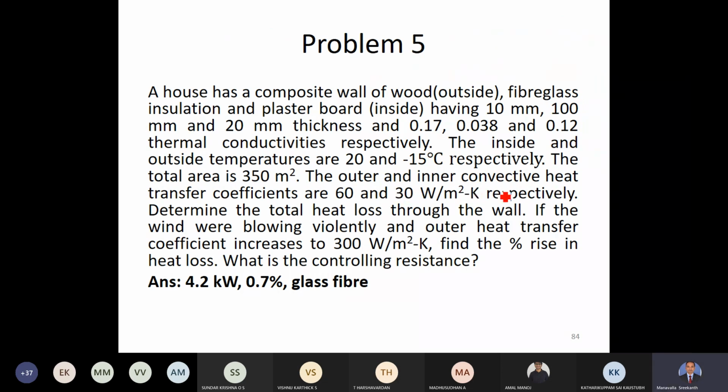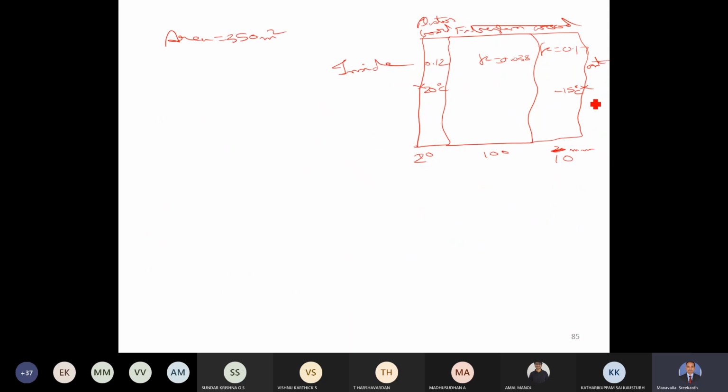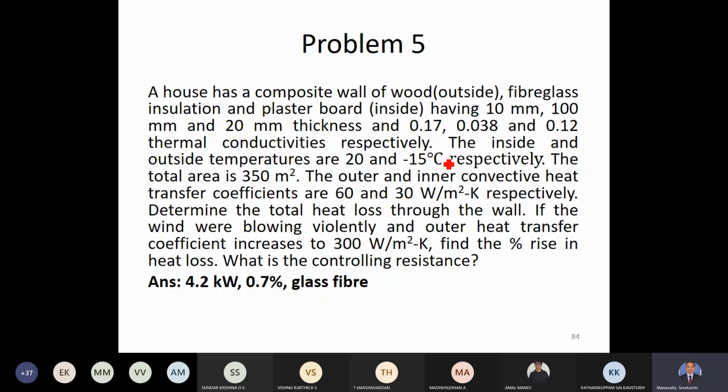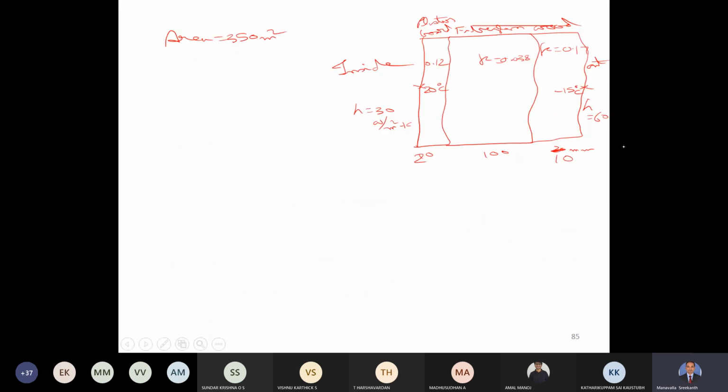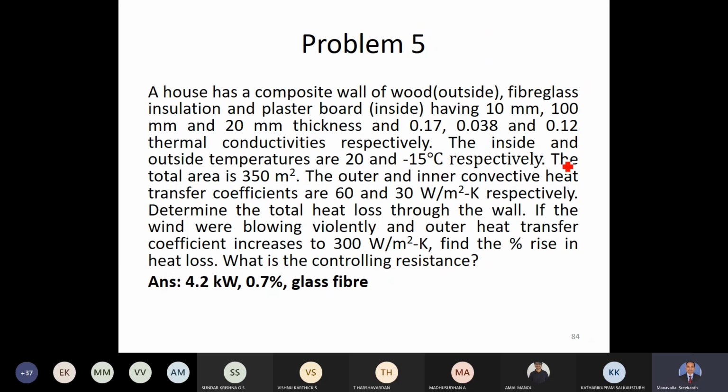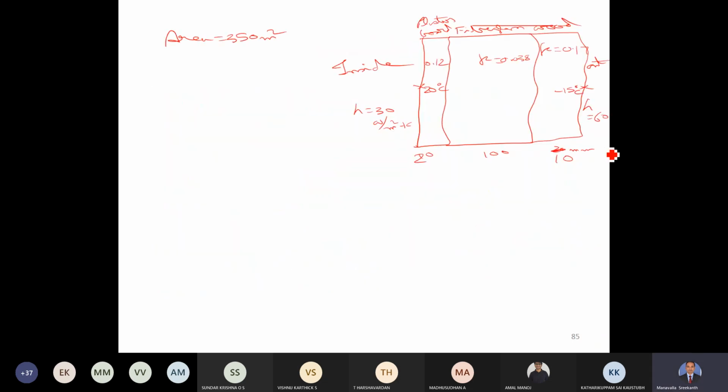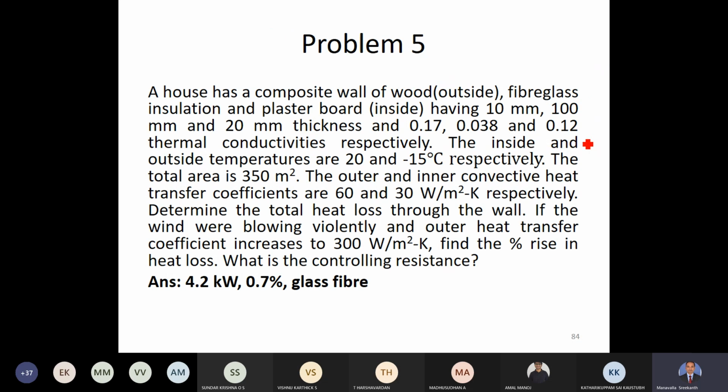The outer and inner convective heat transfer coefficients are 60 and 30 respectively. So h is equal to 60 and h is equal to 30 watt per meter square Kelvin. In the second part of the problem, if the wind blows violently and the outer heat transfer coefficient increases to 300 instead of 60, what will be the heat loss? We will not bother about that as of now.